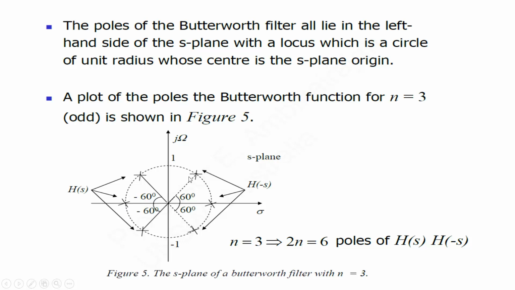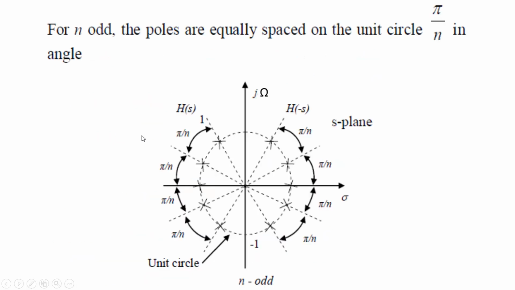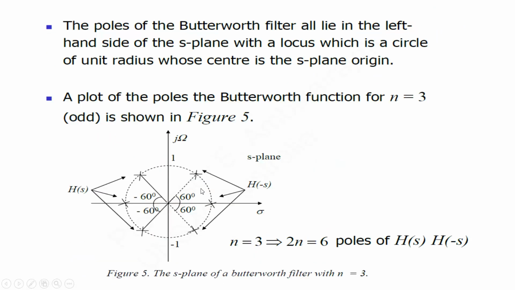Let's look at this. This is pi by 3, right? This is plus minus pi. Sorry, this is the equation where n is 3. K will vary from 1 to 2, right? So because the plus minus sign is there, you will get 4 more poles. 2 poles are these, and 4 more poles from here. So in that case you will get a total of 6 poles.